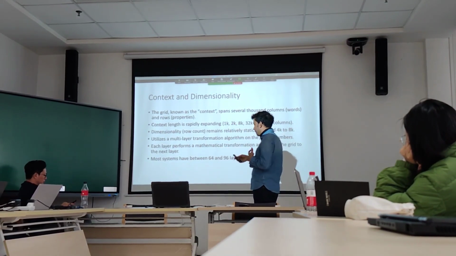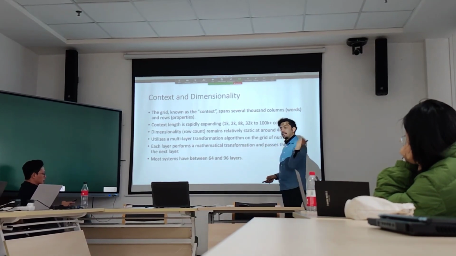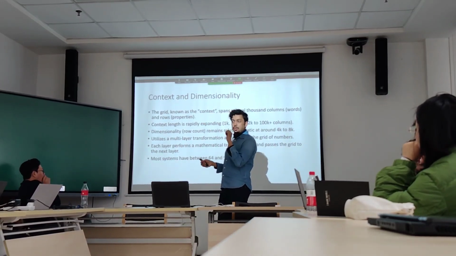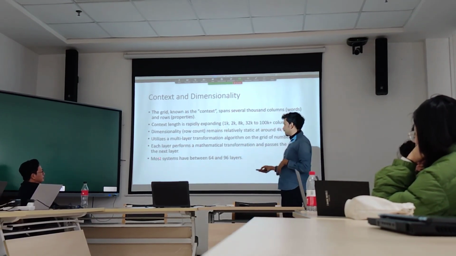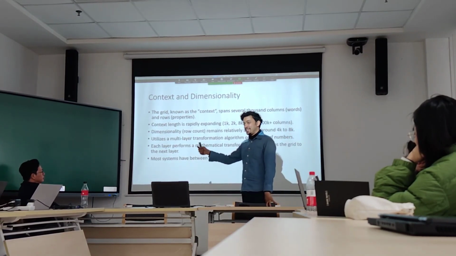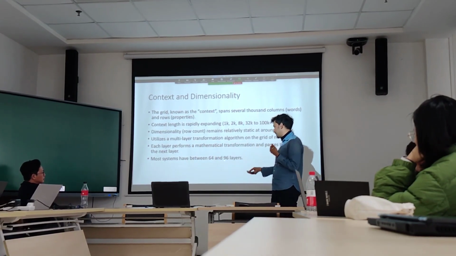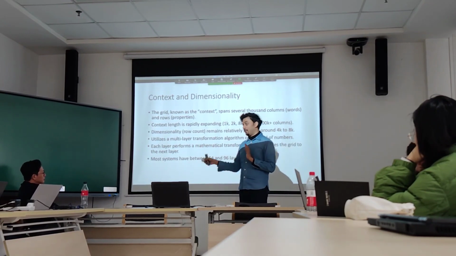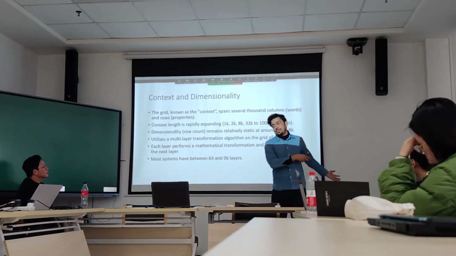It's a context. And then each layer performs a mathematical transformation and passes the grid to the next layer. So each layer of the neural network does some calculations with this context and sends it to the next layer. Most systems have between 64 and 96 layers. That means there are 96 hidden layers in the middle. In GPT-4, for example, it's said to be about 96 layers, with this extremely high dimensional object being passed through to generate the output.